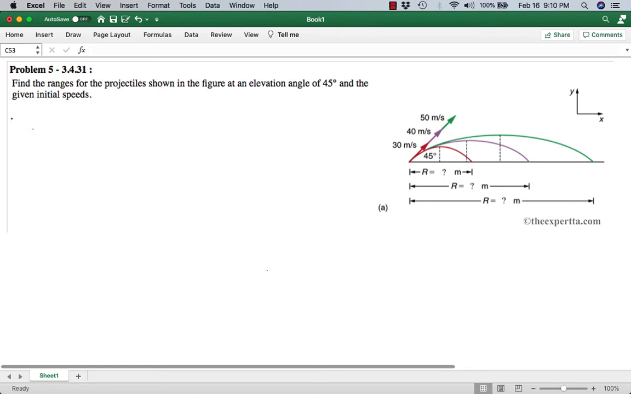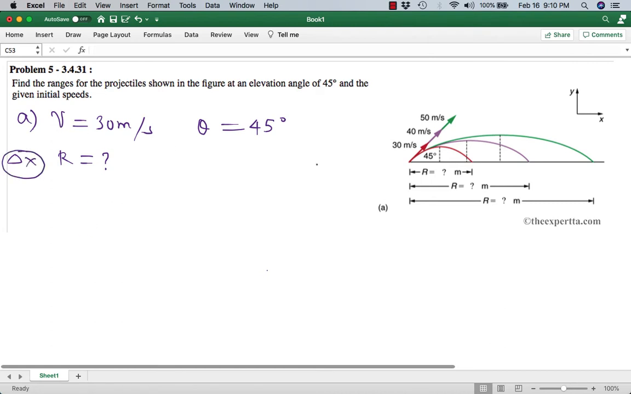Okay, so let's look at number 5. So on number 5, we are given different speeds and the angle is also 45 degrees, and for each of these speeds we are asked to find the range. Okay, different ranges. So let's say for 30 meters per second, so v is 30 meters per second. Our angle is 45 degrees, and we want to find the range R, which is the horizontal displacement. Okay, so that's also delta x.